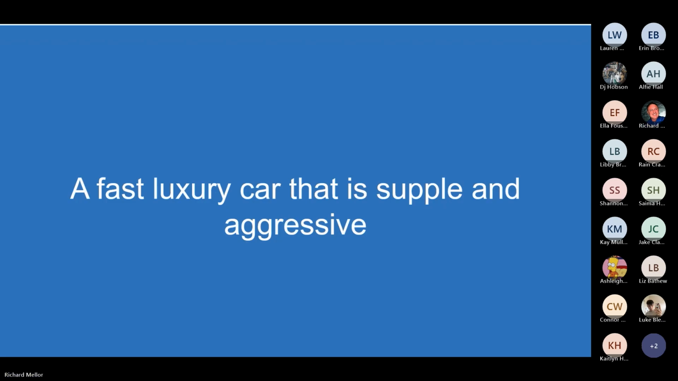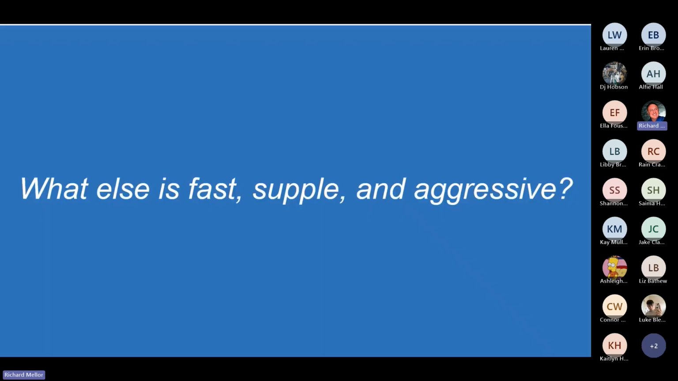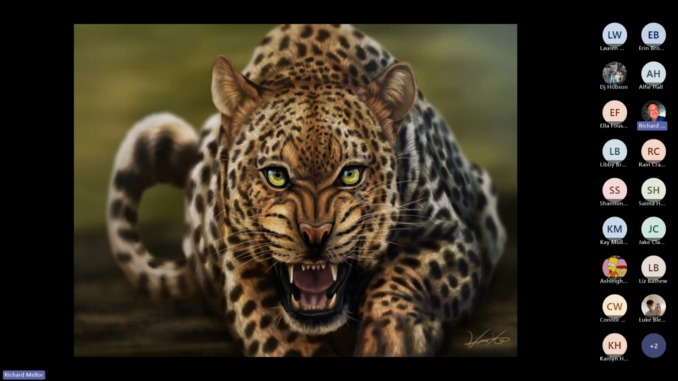So let's say our next client manufactures a fast, luxurious car that is supple and aggressive. Let's say it's the BMW. Now, here's a question. What else is fast, supple, and aggressive? How about naming an animal with similar qualities? A leopard has similar qualities: supple, fast, and aggressive. So that could be the clue to the metaphor that we use.